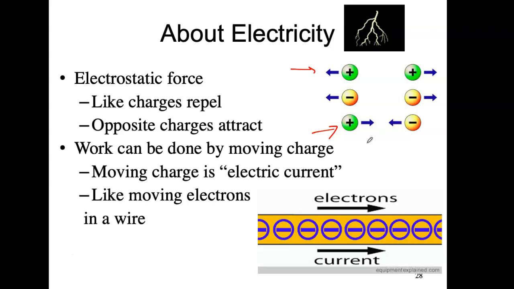Now, it turns out that work can be done by moving charge. So moving charge is considered an electrical current. That's what you think of as current. In your house, you have current in order to get power. So it's like moving electrons in a wire. And that's what we're going to be doing in the body. You're going to be moving electrons. And if you move electrons, you're going to get charge. And that's how we send signals in the nervous system.